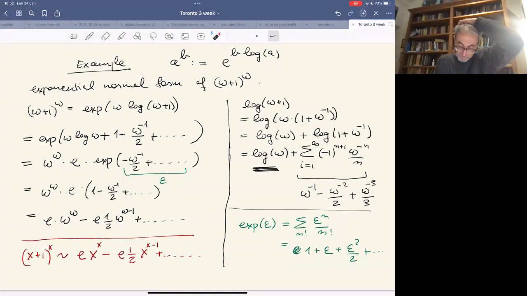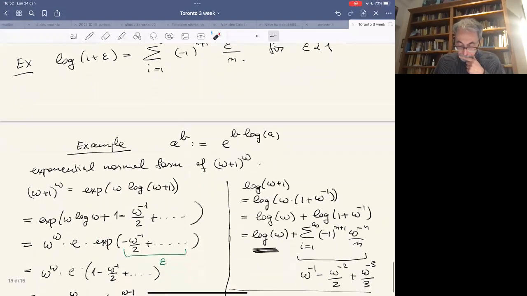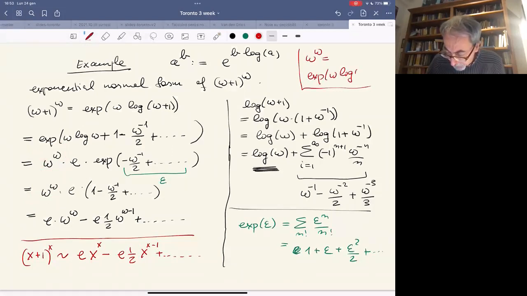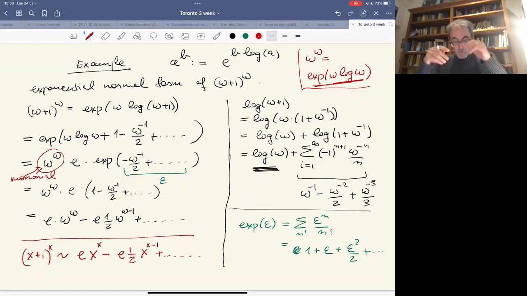So in other words, let me just say that we have defined a global exp. The thing to remember is that with this global exp, something like omega to the omega cannot be expanded. It's already a normal form because omega to the omega is exp of omega log omega. It turns out that this is a monomial. If you work it out, it's of the form exp of a purely infinite number. So it's a monomial. It cannot be expanded.